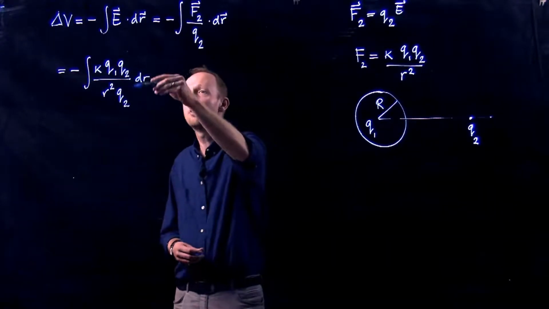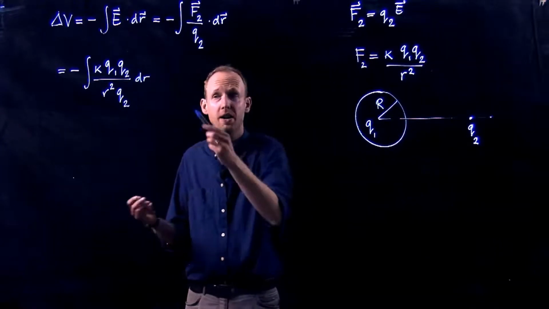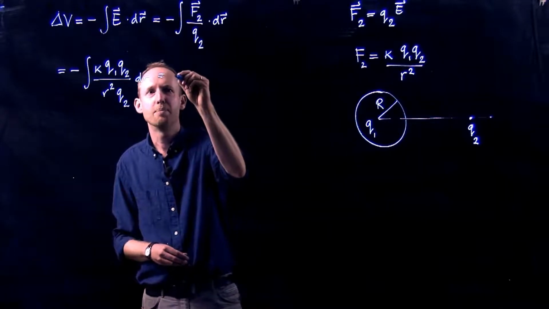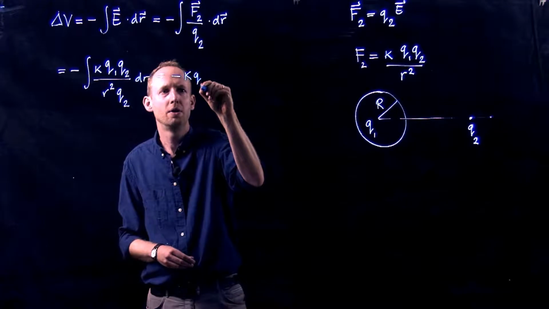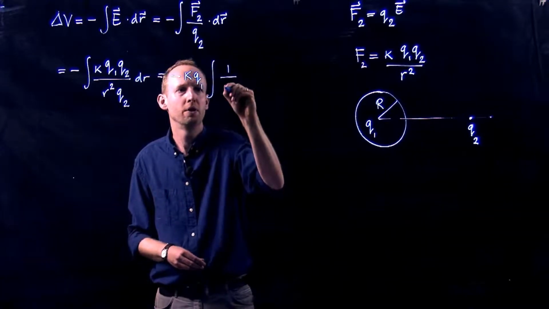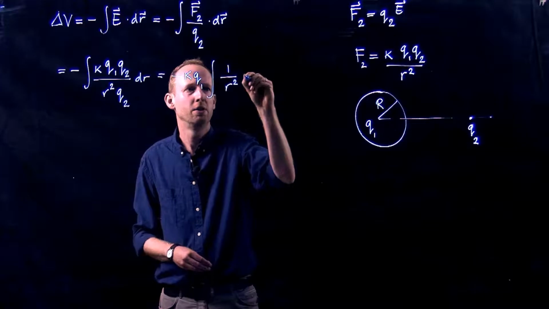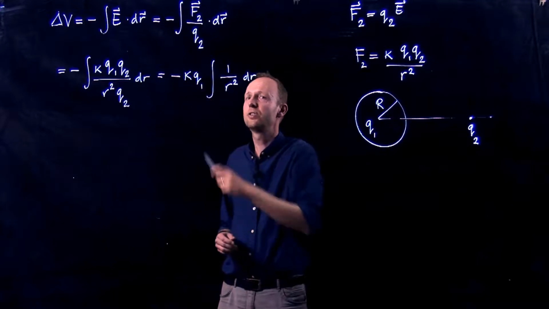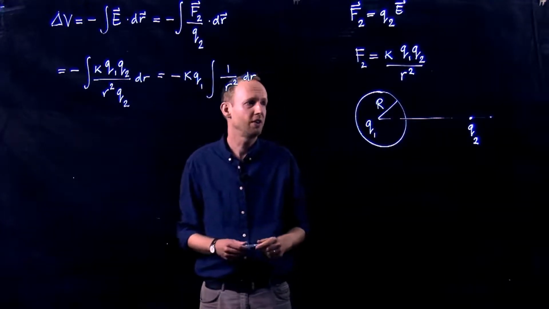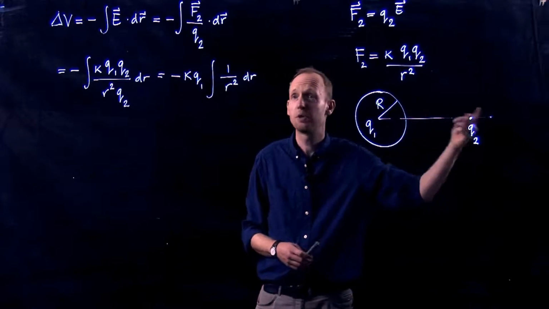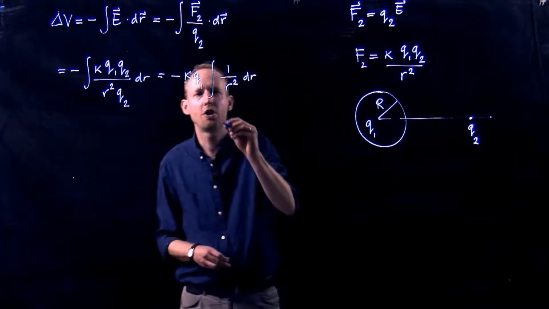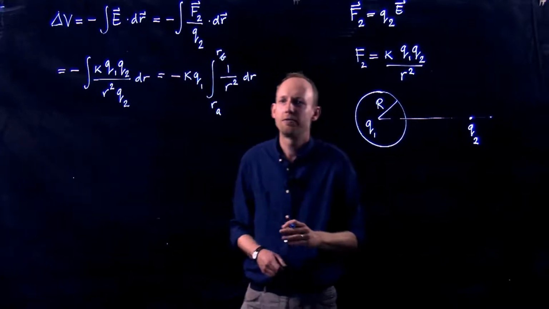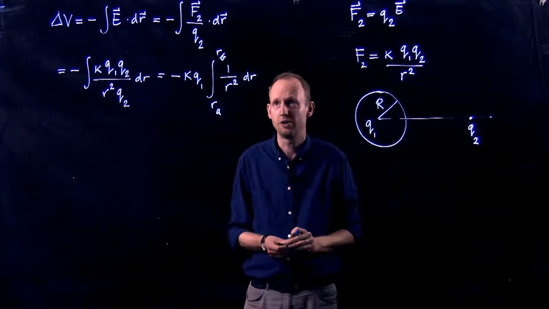Now since there is a Q2 both in the numerator and the denominator, I can cancel those, and I can also take some constants in front of the integral. So I arrive at minus K Q1 integral 1 over R squared dr. Now this is a potential difference, so we should consider that there are two different locations we're comparing to each other. Let's call those positions RA and RB. For now, we'll just write it as such. We'll define those locations in a moment exactly.